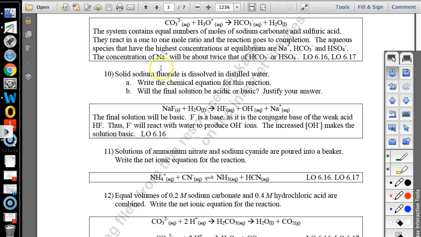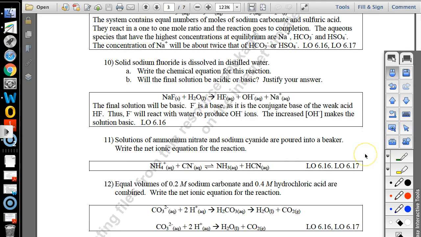On number 10, they're really trying way too hard on this. Sodium fluoride. Fluoride is the conjugate base of a weak acid, so it will raise the pH because it's a strong base. They're over here writing all this craziness. Just dissolve it in the water. Don't do this. Don't make it too hard. They're trying too hard, okay? So, anyway.